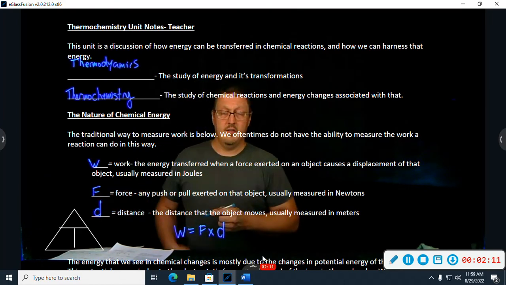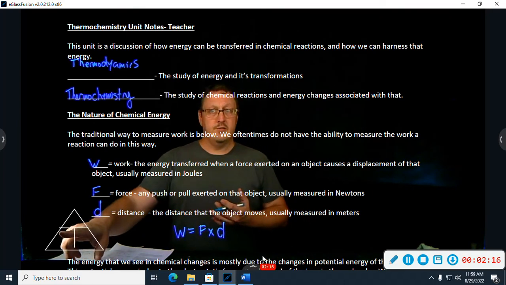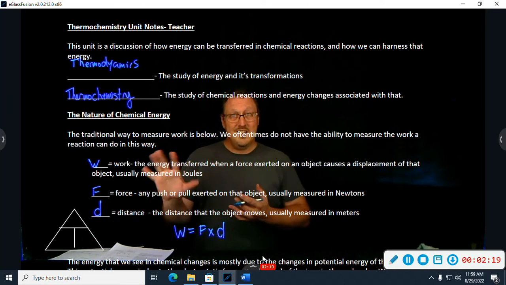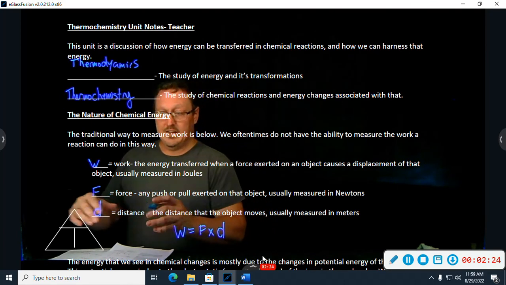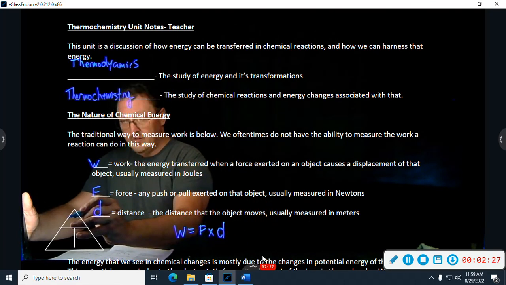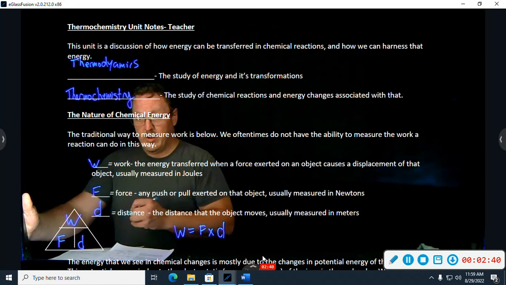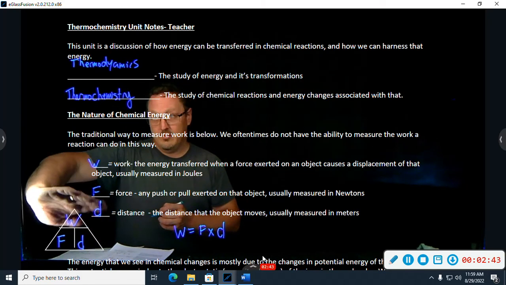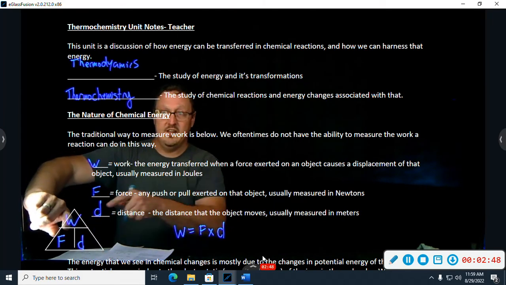Okay, and the way that you can remember this, and the thing that might make it a little bit easier for you, is this triangle over here on your left. A lot of times we can use triangles to help explain these formulas. The top of the triangle is going to be our work. So we're going to put our W here, force here, and distance here. If I cover up the W, F times D is going to give me my W.